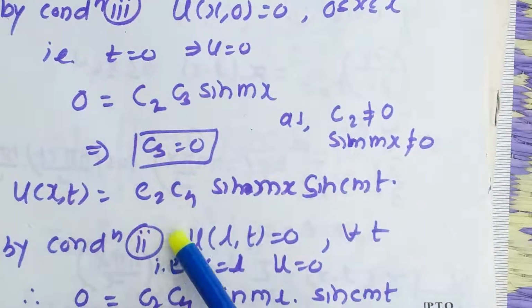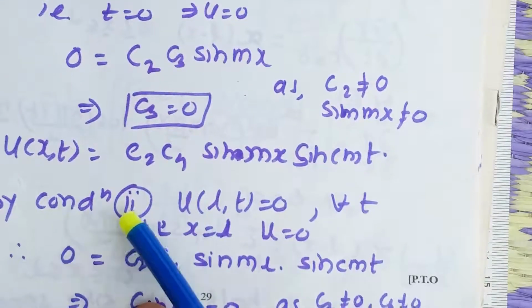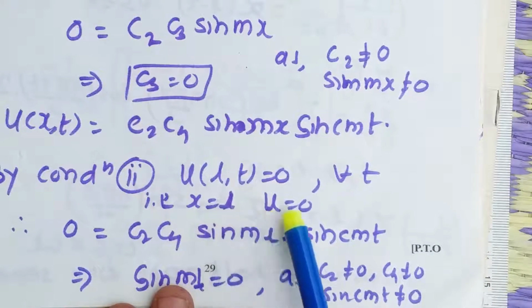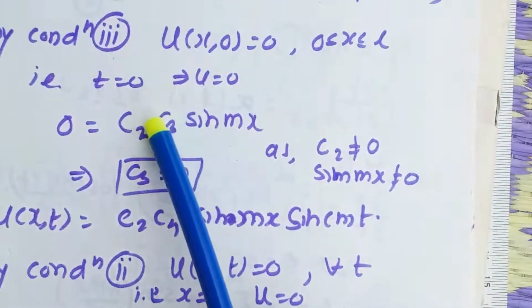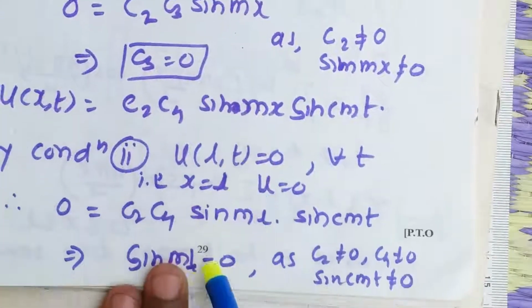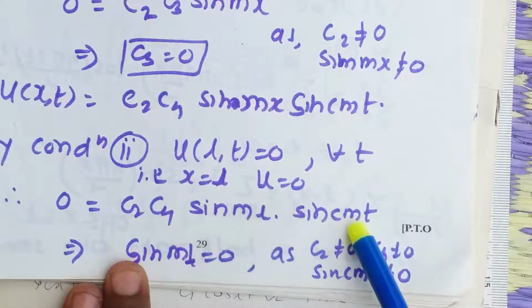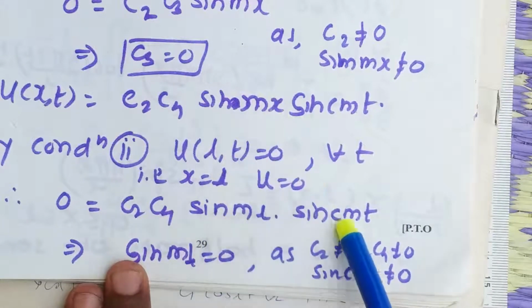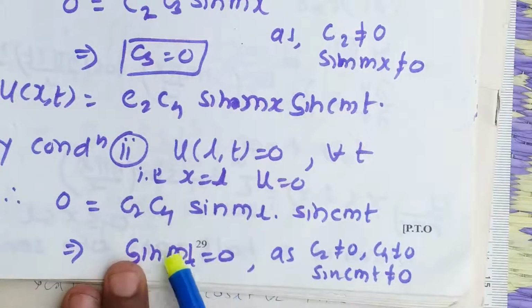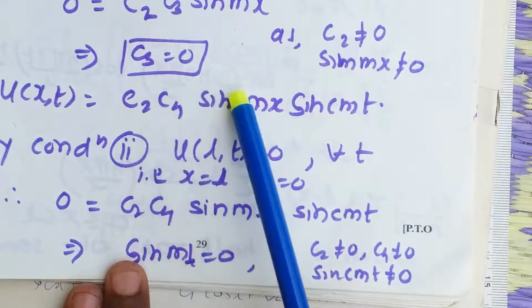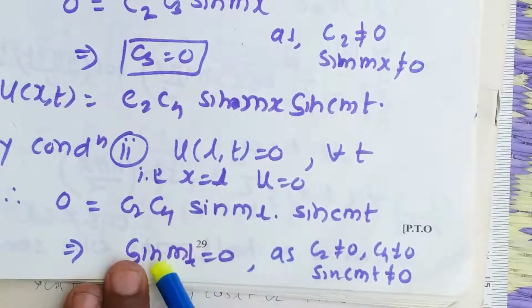Okay. Now let us apply the next boundary condition. By boundary condition number 2, u of l comma t equal to 0. That is, when x is l, u is 0. If you put x equal to l in this equation, we'll get 0 equal to C2 into C4 sin ml. In place of x we have substituted l, sin cmt as it is, right? Again, multiplication of 4 quantities is 0, but these 3 quantities are non-zero because they are part of the solution, hence sin ml equal to 0.